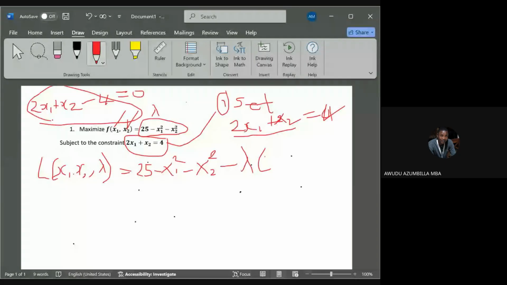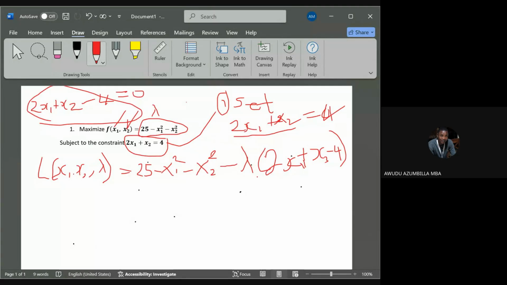So we are now going to multiply that one by our multiplier, our Lagrange multiplier. That is, we are now going to get lambda times 2x1 plus x2 minus 4. And that is what we have.